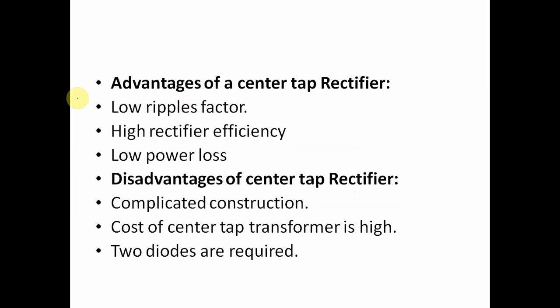Now these are some advantages of the center tap rectifier: low ripple factor, high rectifier efficiency, and low power loss. And these are some disadvantages of the center tap rectifier. The cost is very high. Two diodes are required, and the construction is complicated because of the center tap transformer. The circuit is complex. Why is the circuit complex? Because here the center tap transformer is used, and the center tap transformer is heavy and highly costly, and it requires two diodes.